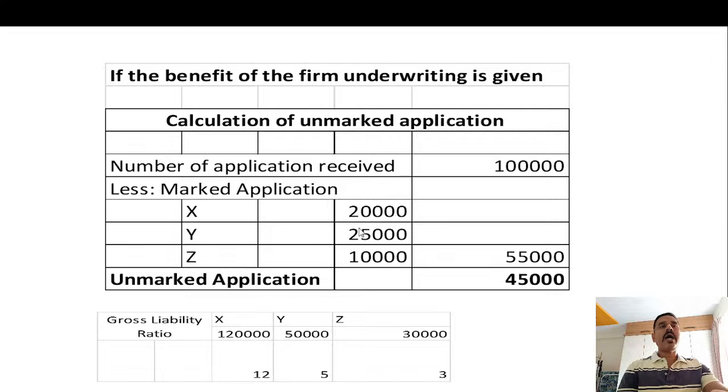In the case where benefit is not given, you are going to add that firm underwriting to unmarked applications. Then you are going to distribute that on the basis of gross liability. That is the major difference. Here benefit is given directly, whatever they have agreed to take back, that you directly mention: X is this much, Y is this much, Z is this much. But where benefit is not given, whatever firm underwriting is there for each individual name, you add back to unmarked applications and the total will be distributed on the basis of the gross liability ratio.